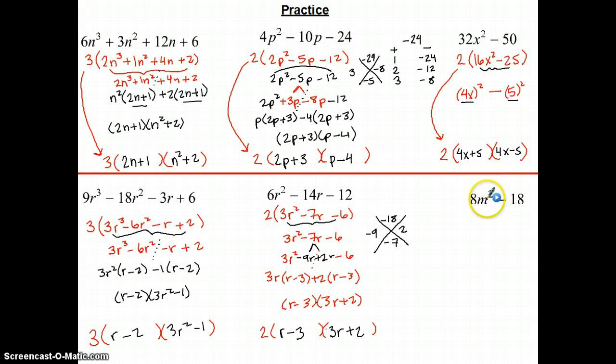And to the right, you should have factored out a 2 as your greatest common factor, and then factored as the difference of squares.